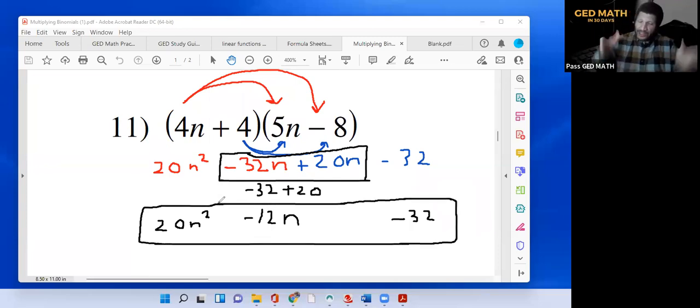Guaranteed on the exam, you must know how to multiply binomials. You must. Guaranteed problem on your exam. Now, for example, are they always going to give it to you? Oh, Mr. Tennessee, I can't understand word problems. Oh my God, I don't know how to do it. Yes, you do. If you keep saying you can't do word problems, you won't be able to do word problems.